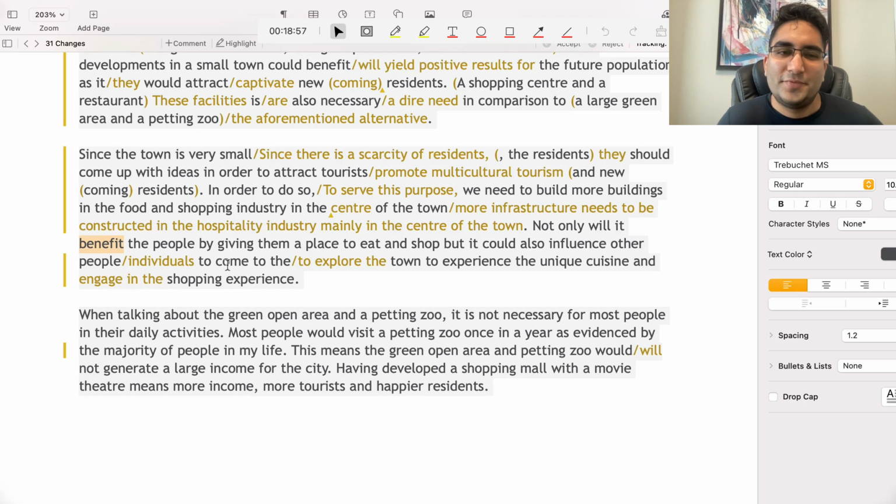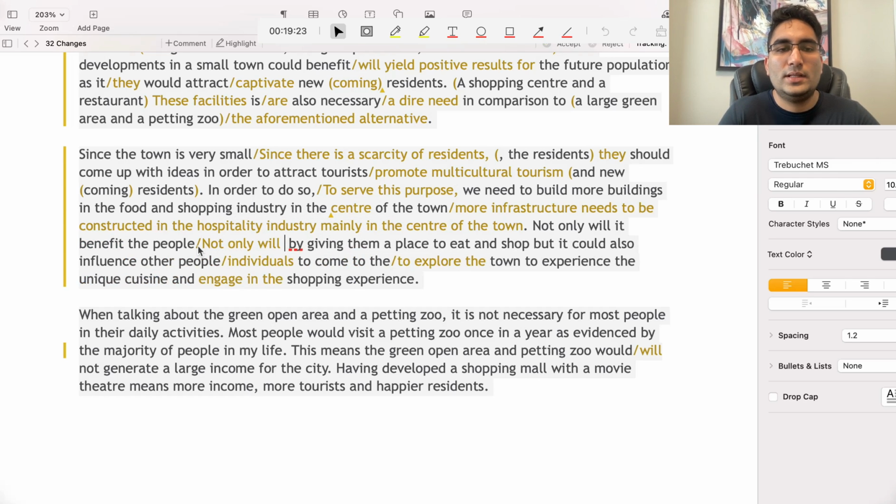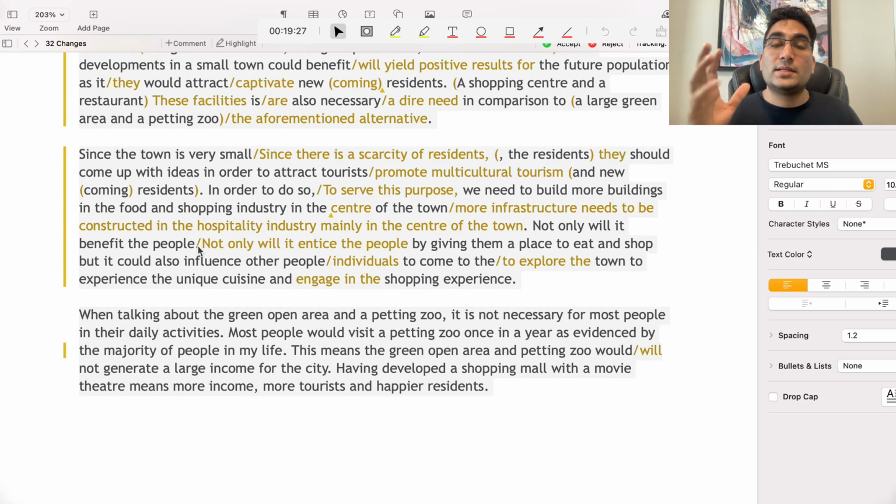And I don't want to say benefit. You know, again, guys, when you are doing these practices, make sure you look at every small word that is, well, small in significance. It looks very basic, and you want to change it. You know, the examiner also doesn't like it when you use words that everybody uses. So not only will it entice the people by giving them. Okay, so let's do that. Not only will it entice the people by giving them. Entice means excite. All right, so fancier.